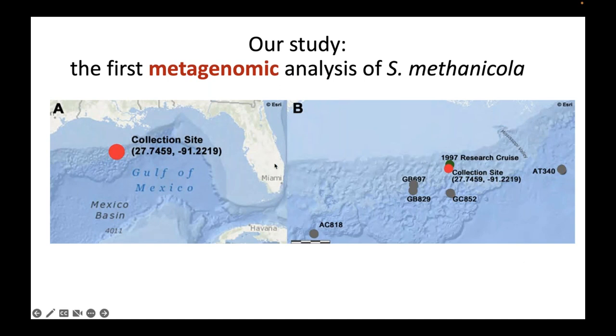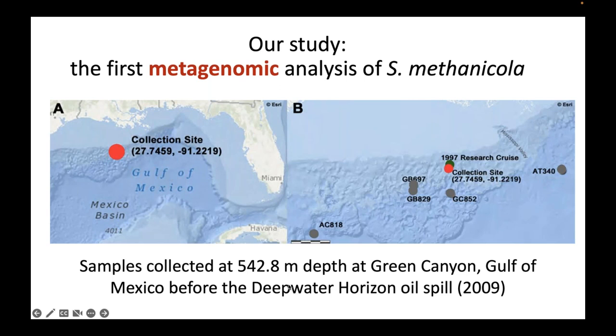So for this study, the live worm specimens were collected at around 500 meters depth at the Green Canyon area in the Gulf of Mexico. And the samples were collected in 2009, before the Deepwater Horizon oil spill. Our sampling site was highlighted in red in the maps over here. And the collection site was near the site highlighted in green where the ice worm was first discovered in 1997. And our sampling site was also near other areas highlighted in gray where ice worms have previously been found. And so far, the ice worm has only been reported and found in the Gulf of Mexico.